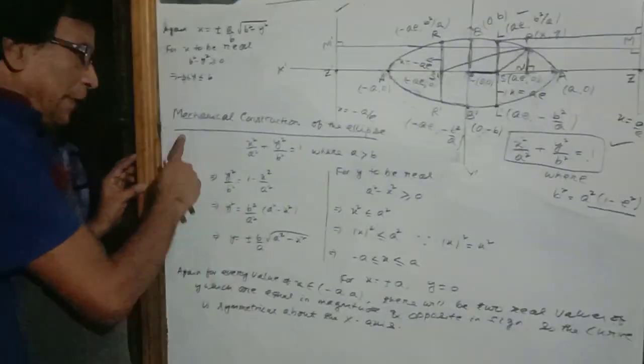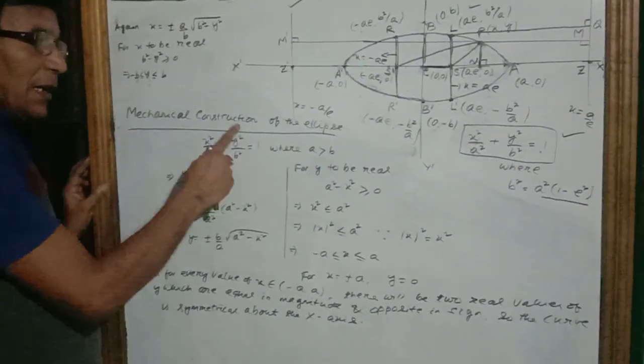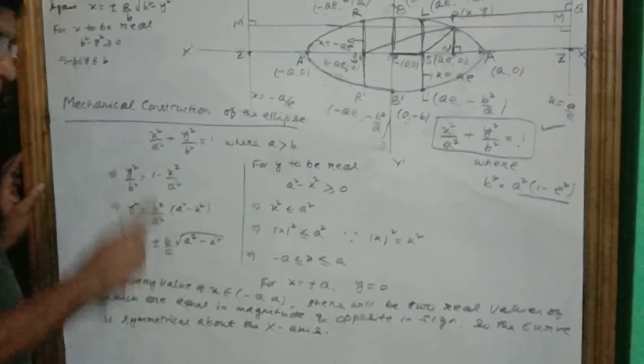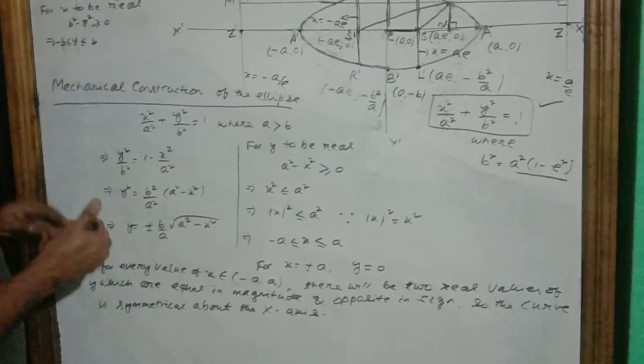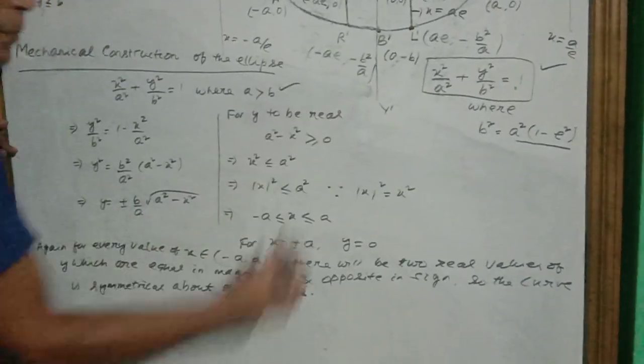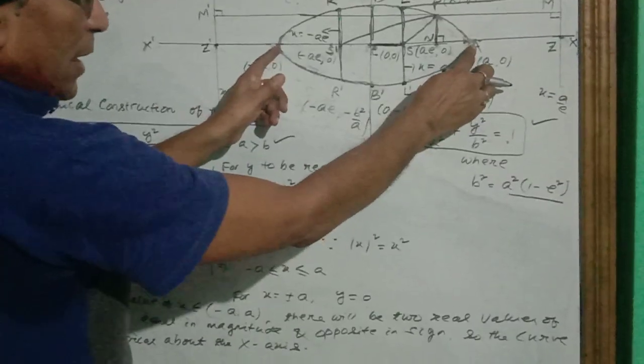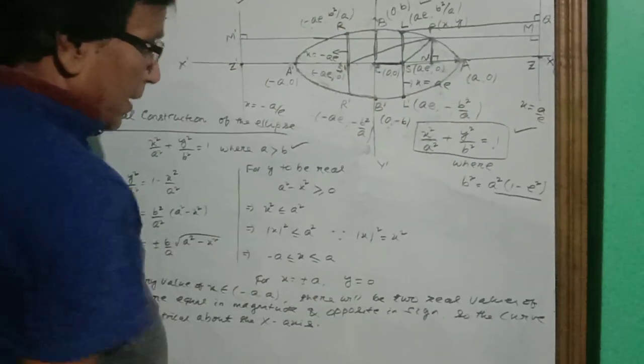Next, we will consider mechanical construction of the ellipse x²/a² + y²/b² = 1, where a is greater than b. That means A' is the major axis and this is the minor axis.